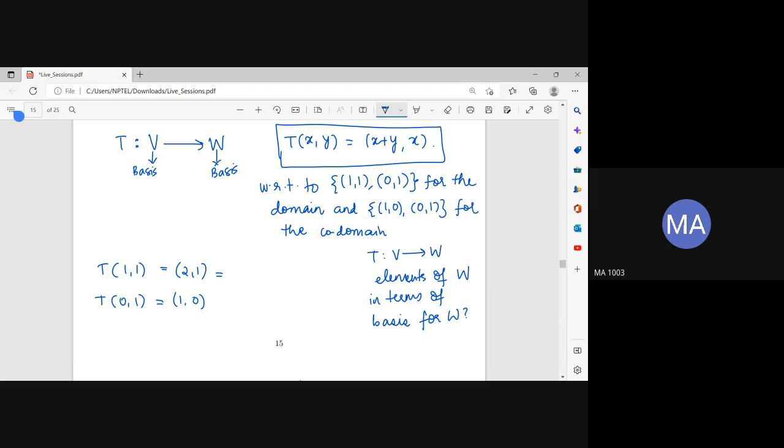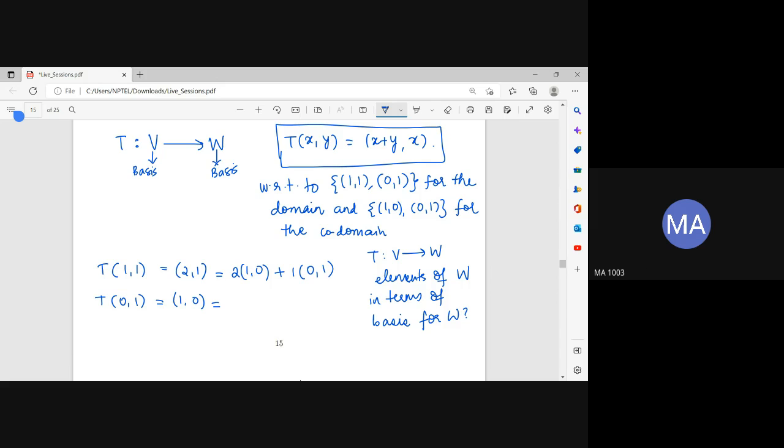That's the answer. You can take 1, 0 as a basis. No, it's given, I have given a basis. So I can write it as 2 times 1, 0 plus 1 times 0, 1, right? Yes, ma'am.